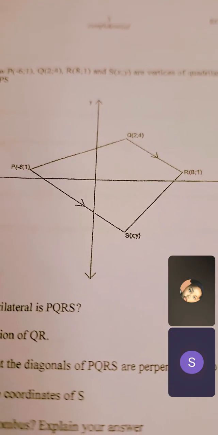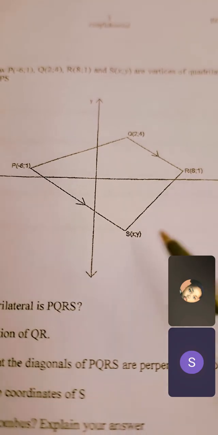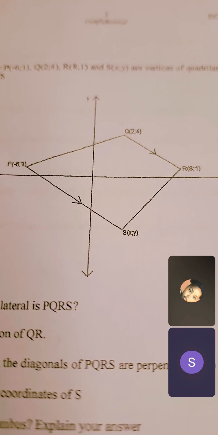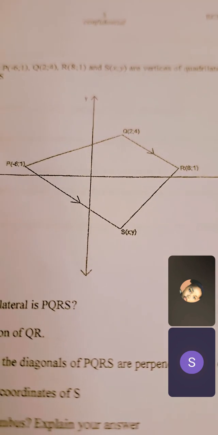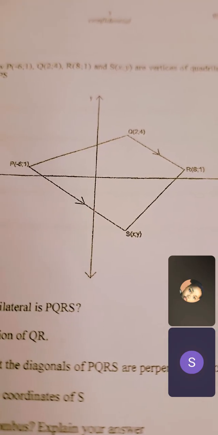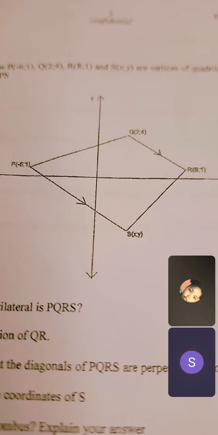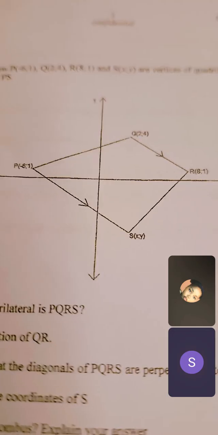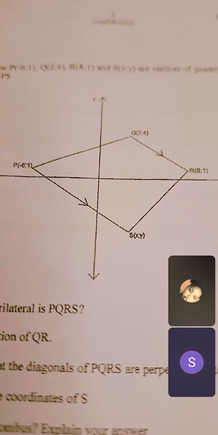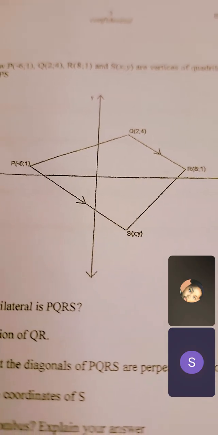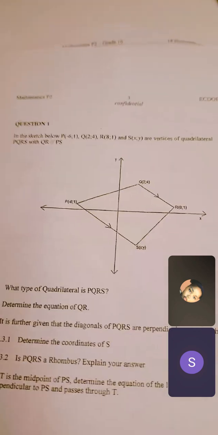Junior, what type of quadrilateral is this one? Parallelogram, sir. Parallelogram. Asenati, do you agree? But I don't agree. You don't agree? Okay. I think it's fine. Sir, now I found it. Now you finally found it. Trapezium. It's a what? Trapezium.